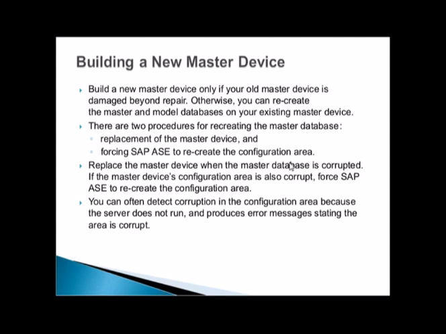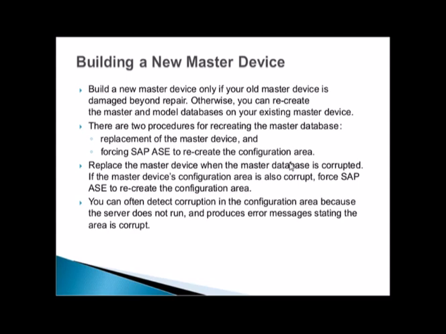One is replacement of the master device, and second is forcing the SAP ASE to recreate the configuration area. So in both ways you will be able to get a new master device again. Replace the master device when the master database is corrupt. If the master device configuration is also corrupt, then you can force SAP ASE to recreate the configuration area. That means you still have the option to get everything online, to have everything perfect in shape.